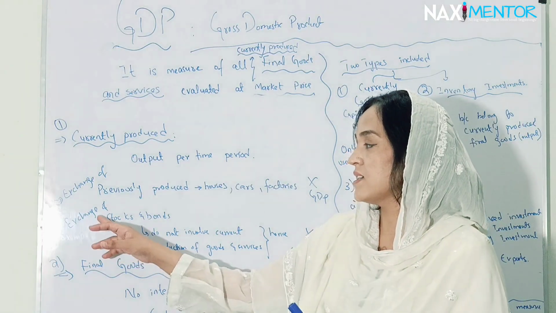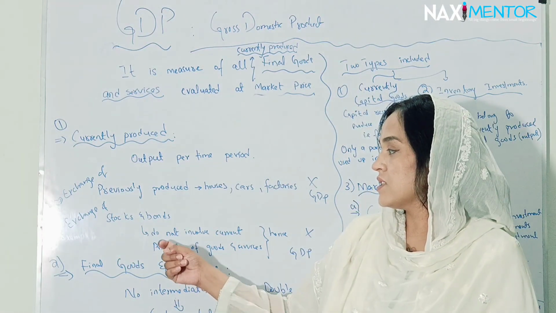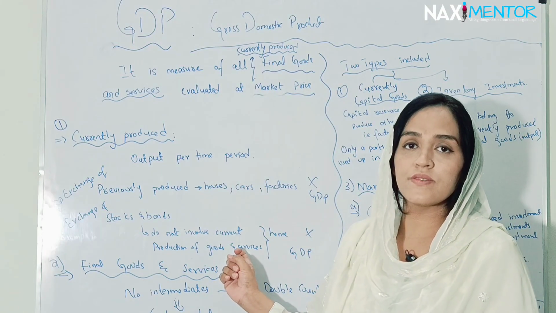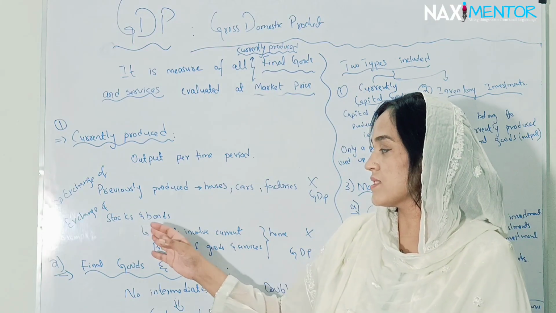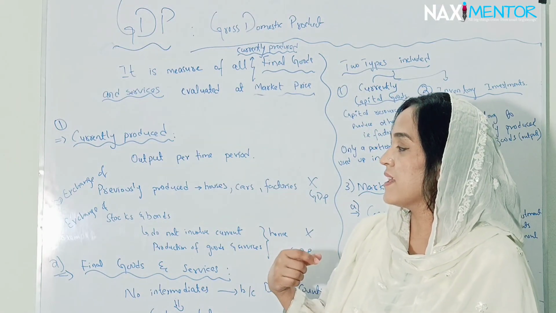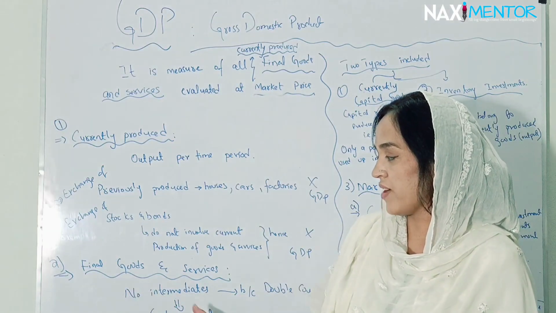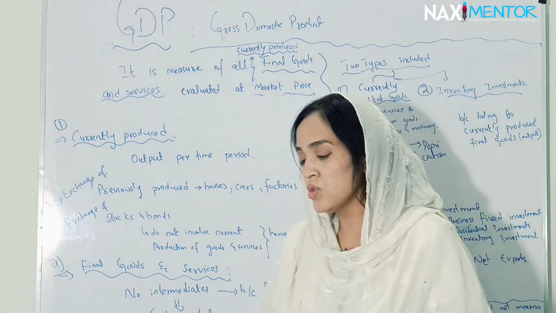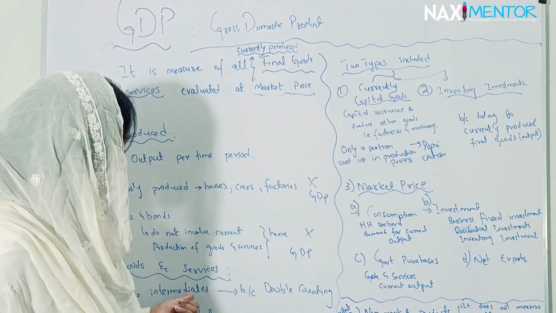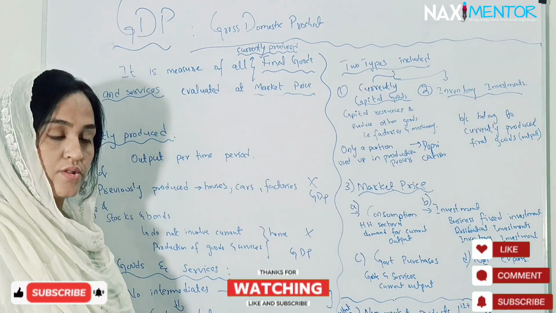Secondly, exchange of stocks and bonds, because it does not involve current production of goods and services, so stocks and bonds will not be counted in GDP. The next thing is final goods and services. So final goods and services, no intermediate goods. What are intermediate goods? Goods used to produce other goods.